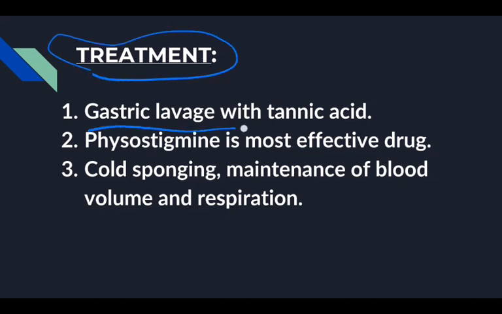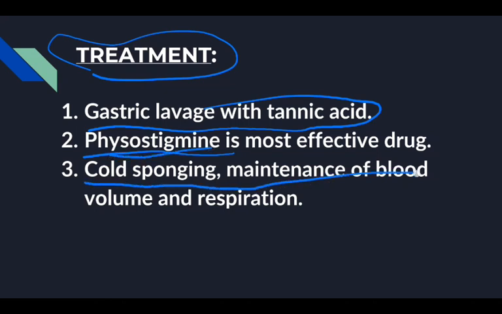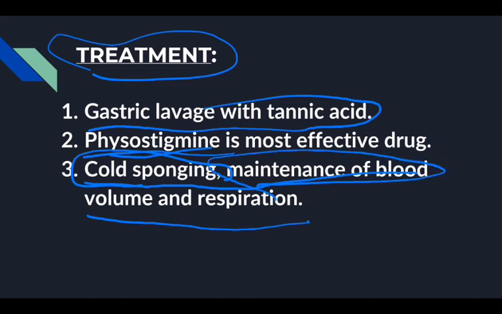First, gastric lavage with tannic acid should be done. Then drug of choice is physostigmine. It is a cholinergic agonist drug which also acts in the CNS. So in anticholinergic poisoning we can use this drug. Third one is cold sponging, maintenance of blood volume and respiration. Cold sponging to decrease the temperature of the body, maintenance of blood volume because there is severe bradycardia, hypotension is there, and respiration.